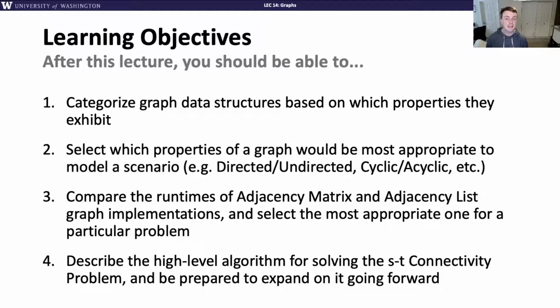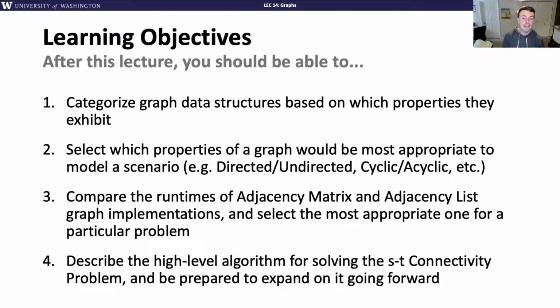We want you to be able to select which properties of a graph would be most appropriate to model a scenario. So we'll outline a lot of properties, and say, okay, if I have this scenario like the subway map of Paris, what type of graph will I want to use to model that?